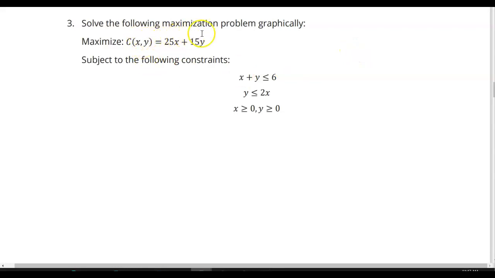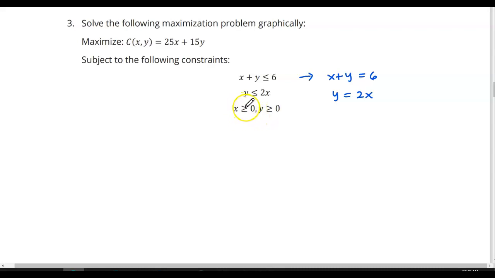Now let us solve the following maximization problem graphically. We want to maximize this function here, C(x,y) = 25x + 15y, subject to the following constraints. In order to solve this, we have to first identify our feasible region. We can do that by graphing first the line x + y = 6, and then the line y = 2x, and also the line x = 0 or the y-axis, and the line y = 0 or the x-axis.